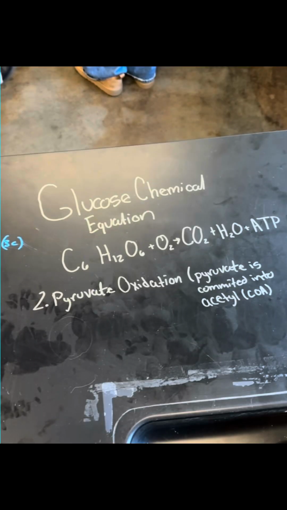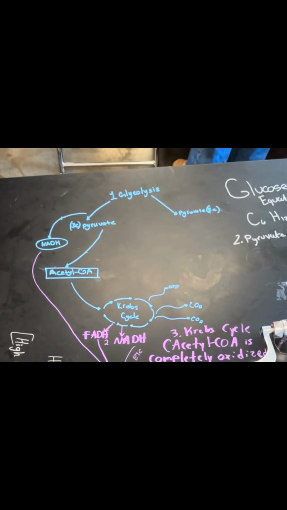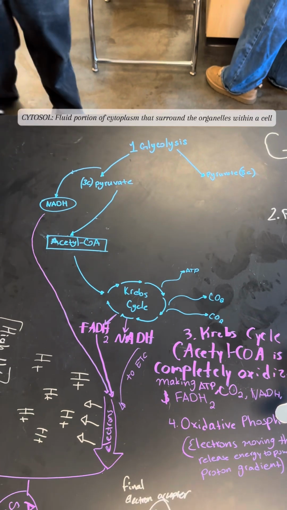First, I want to get started with the glucose chemical equation. It's pretty important because every living thing that takes in food needs to turn it into energy, aka ATP, and this is the universal equation for it. But the actual very first step is in the cytosol, which is not in the mitochondria yet.